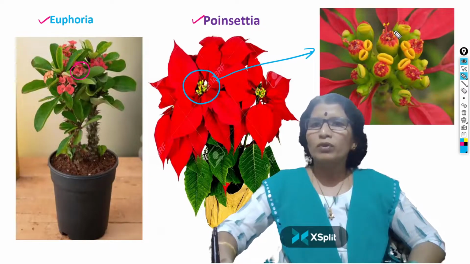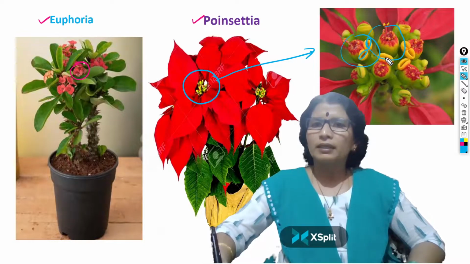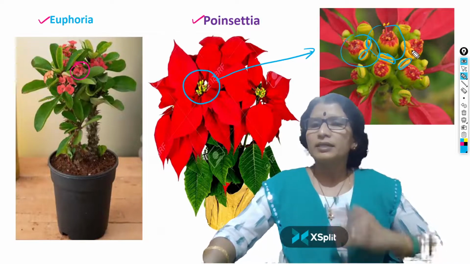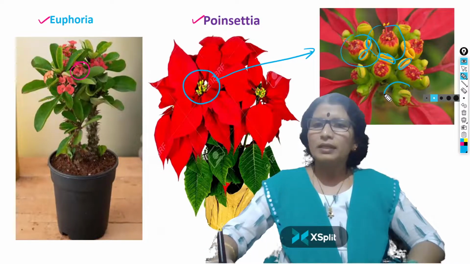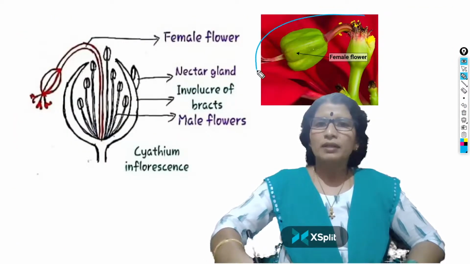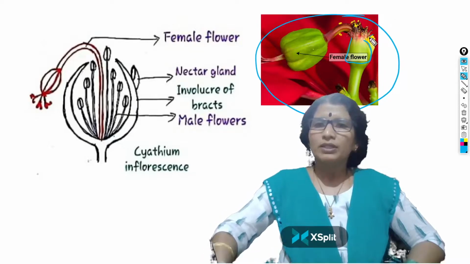Each cyathium inflorescence looks like a single flower. This cup-like structure. Each inflorescence has a small yellow colored nectar gland. This is the nectar gland. Inside the nectar gland, nectar is present. Usually these nectar glands attract insects for pollination. Now one single inflorescence we will see clearly. This is a clear view of one single cyathium inflorescence. This small cup-like structure. This is the nectar gland.